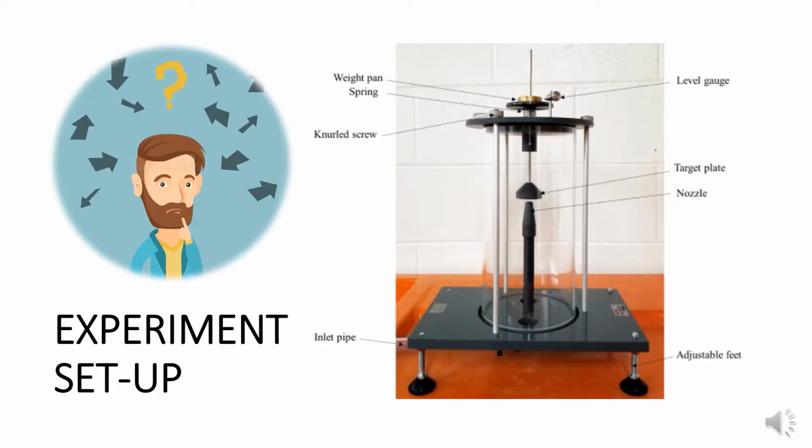So here is the setup of our experiment. As you can see, we have the weight pan, spring, level gauge, knurled screw, target plate, nozzle, adjustable feet, and inlet pipe.